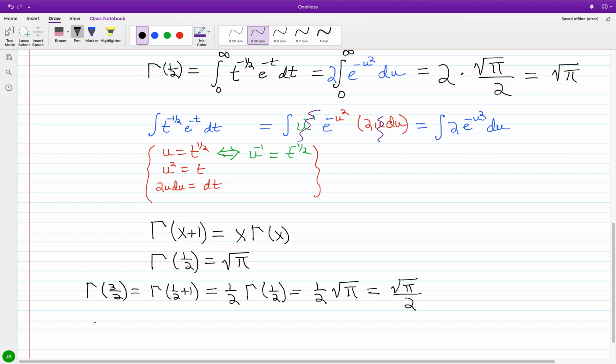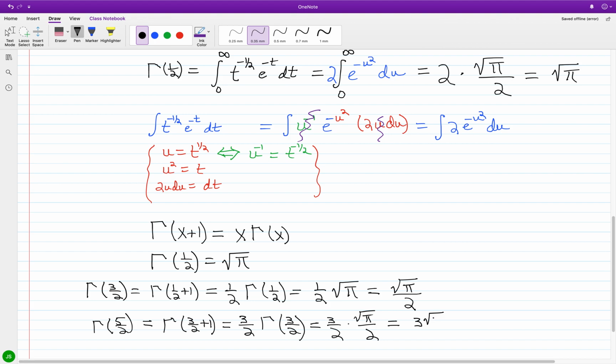And if I were to go out to gamma of 5/2, this would be gamma of 3/2 plus 1. This time your x value, again, is going to be 3/2. So looking at 3/2 times the gamma of 3/2, we're going to have 3/2 times the square root of pi over 2. So this will be equal to 3/4 of the square root of pi.